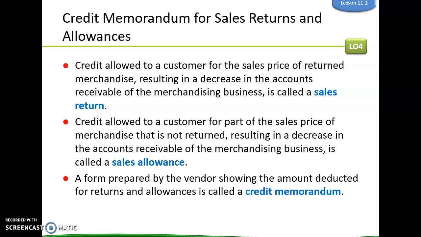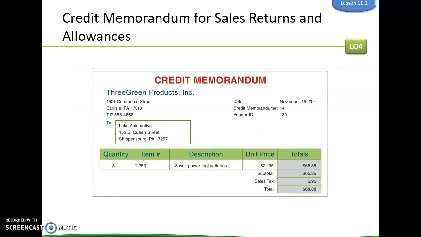So credit may be granted to a customer without actually returning the merchandise. Credit can be given because maybe there's a shortage in shipment or something like that, then we could maybe do a sales allowance. A vendor usually informs the customer in writing when a sales return or allowance is granted. A form prepared by the vendor showing the amount deducted for returns and allowances is called a credit memorandum. And I believe on the next slide I'll show you what a credit memorandum looks like.